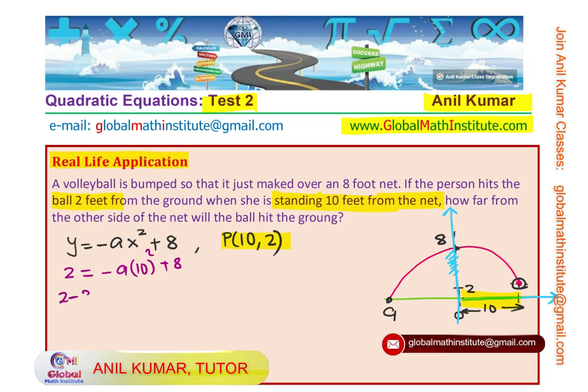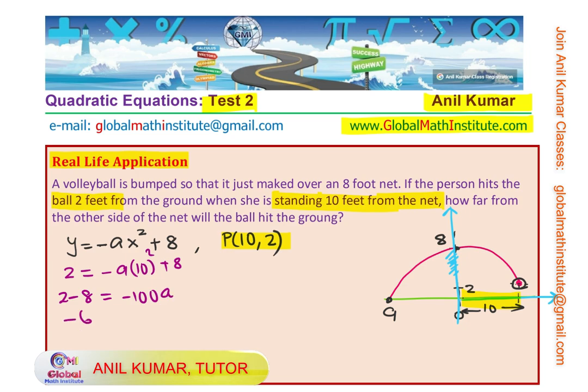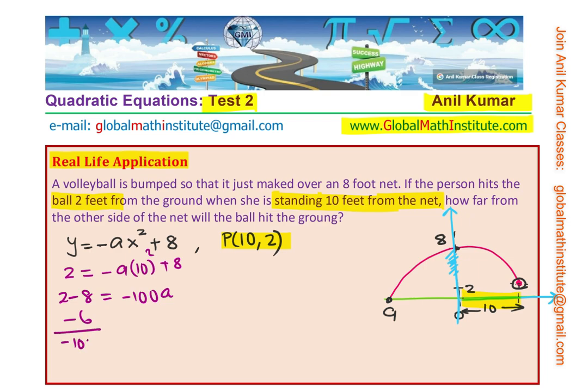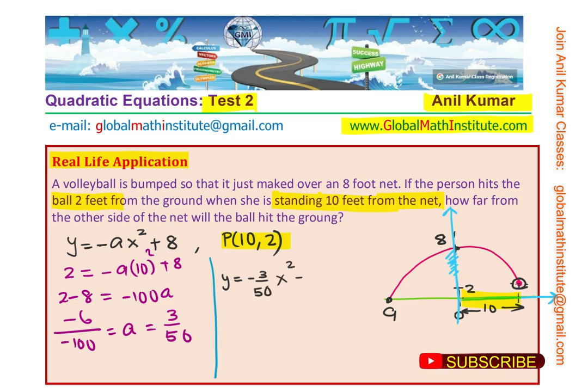Rearrange, so we get 2 minus 8 equals minus 100a, which is minus 6. And we are dividing by minus 100 to get the value of a. You could simplify, write this as 3 out of 50. No problems. So we get the equation of the parabola, which is y equals minus 3 over 50 x squared plus 8.